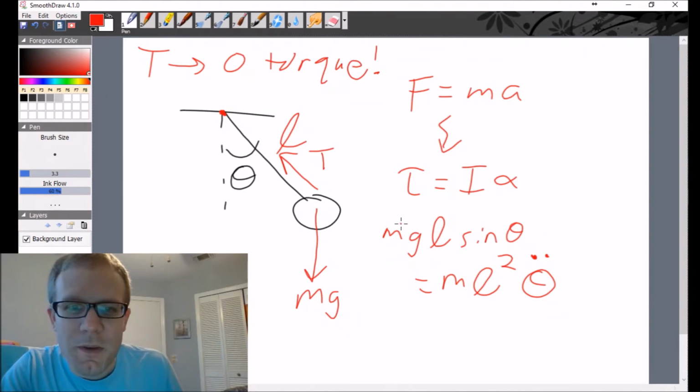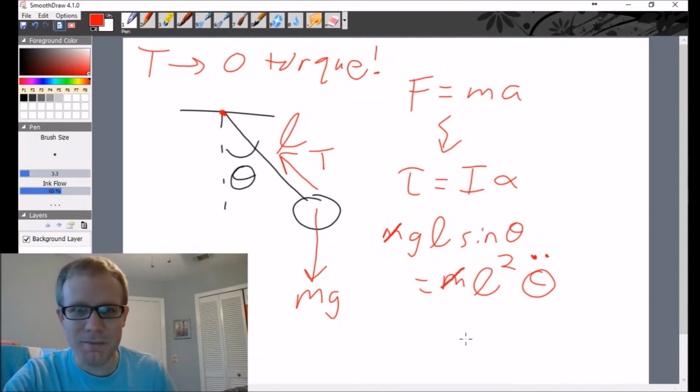And lo and behold, like in so many other problems, the mass cancels out. So that's kind of nice. So we don't need to worry about the thing's mass right away. And then you can get one of these L's to cancel out, because your ultimate goal is to get the acceleration by itself.